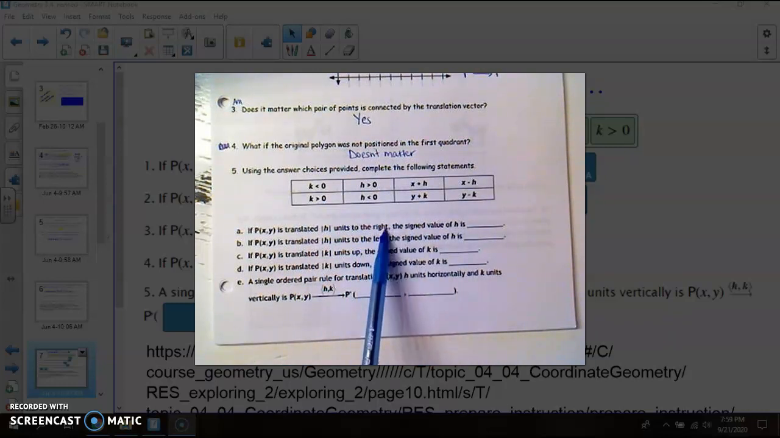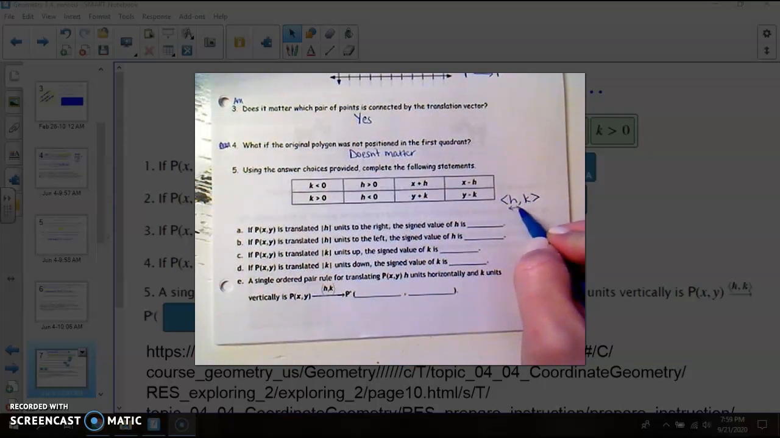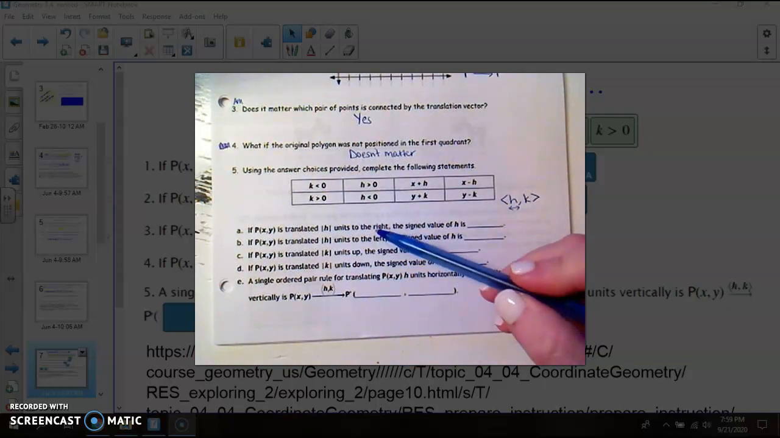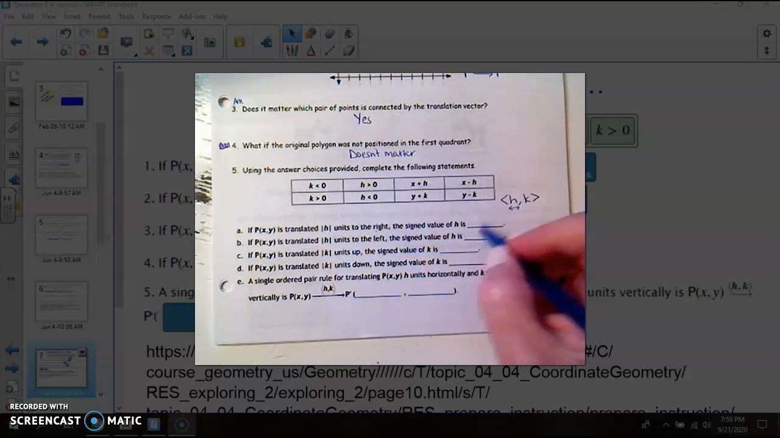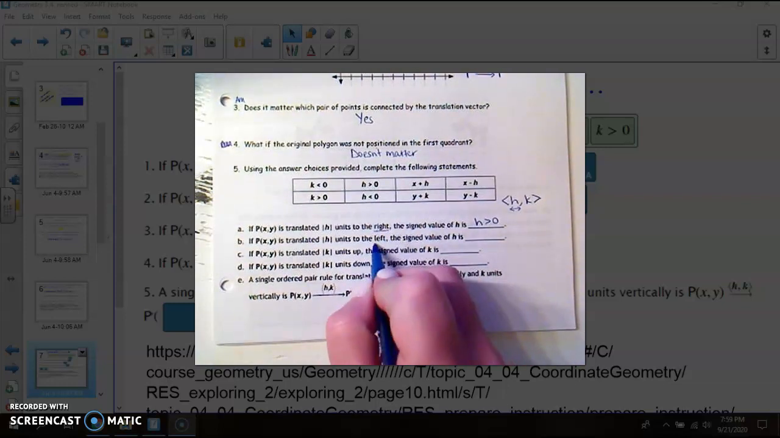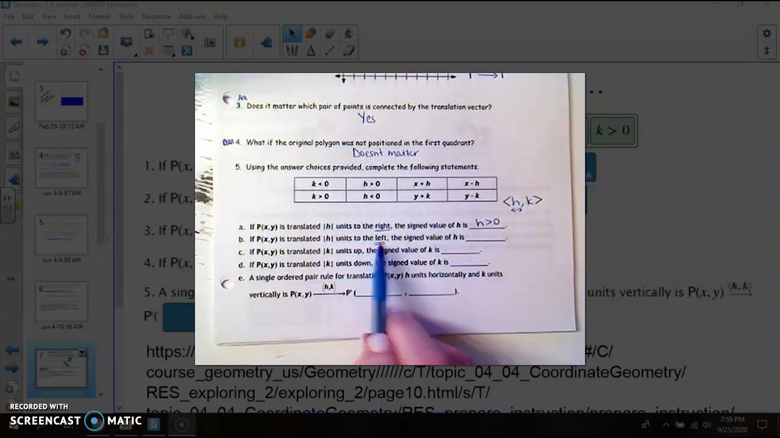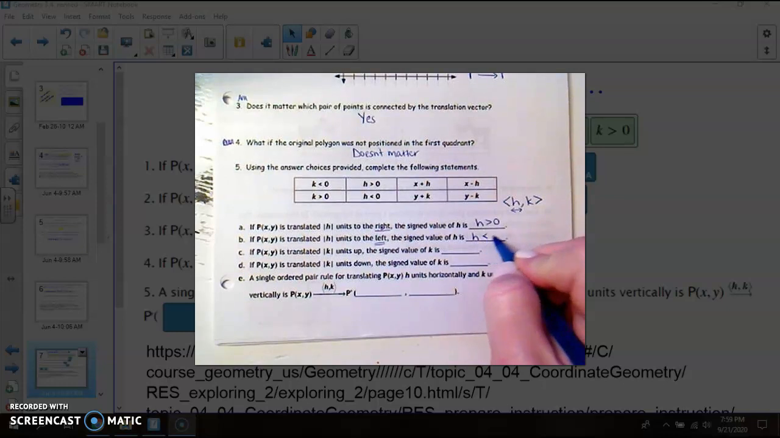Well, if you're going to the right, remember that means that your h, which in your vector notation is the movement left and right, like the x coordinate is. If you're moving to the right, then that number needs to be positive. So h needs to be greater than 0. That means h is positive. If you're moving to the left, however, then that means your h would have to be negative. So you're going to put h is less than 0 here.